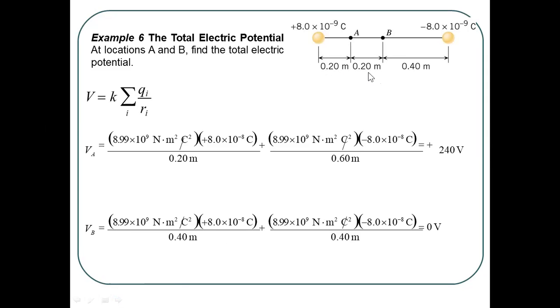Okay, plus 8.99 times 10 raised to 9 newton meter squared per coulomb squared. This is your Coulomb's constant. Multiply it with the amount of charge in this one as negative 8 times 10 raised to negative 8 coulombs per 0.40 meters. Okay, this one, the distance between this charge and point B is 0.40 meters. So this gives us a value of 0 volts.